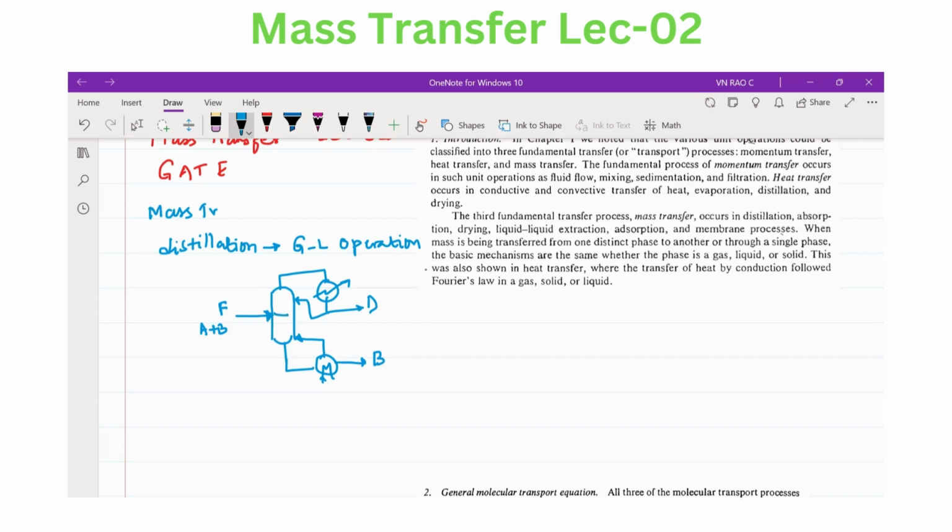The section above the feed plate works as the absorption section or rectification section. The portion below the feed plate acts as the desorption section, or I should specifically say, it is a stripping operation. The opposite of absorption is stripping. Otherwise, this is the exhaust section, and this is the enriching section. We'll go into details of distillation while dealing with that particular topic.